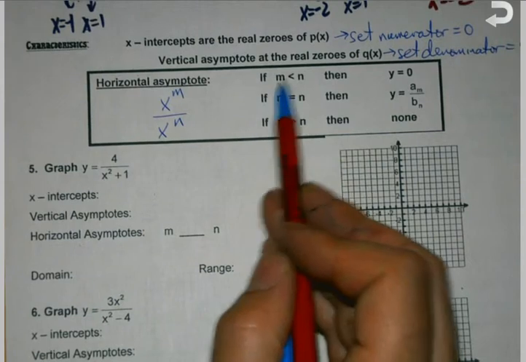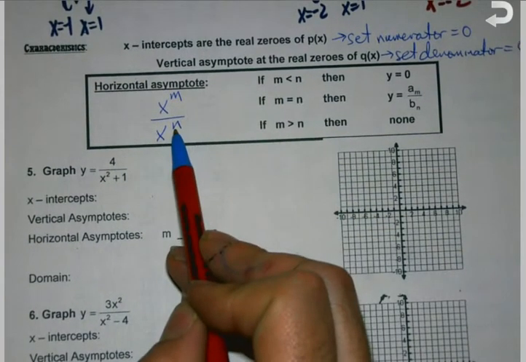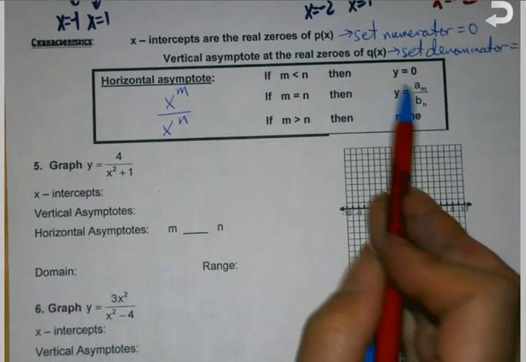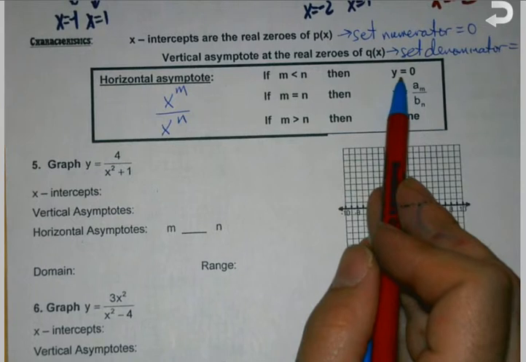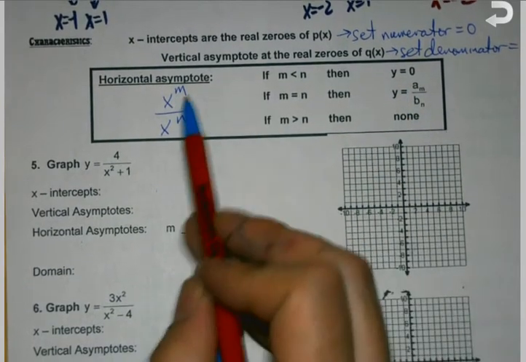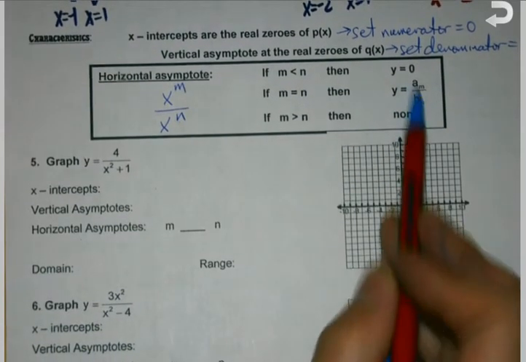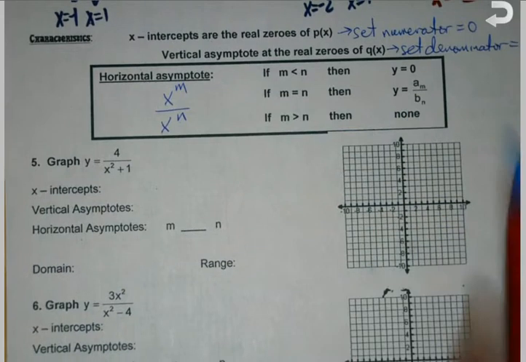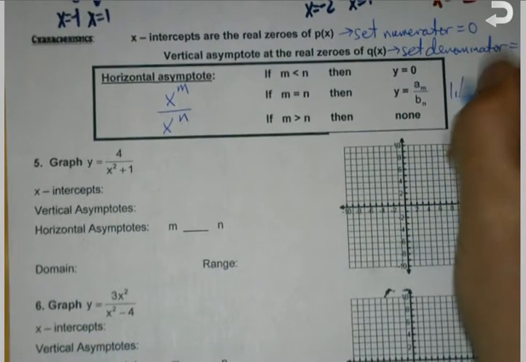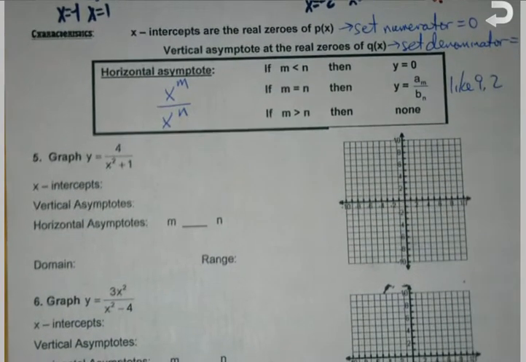If my m value is less than n, in other words, if the exponent in the denominator is bigger, I have a horizontal asymptote at y equals 0. If they have the same exponent, I just divide the coefficients, just like we did in the last section. So this is like what we were doing in 9.2.